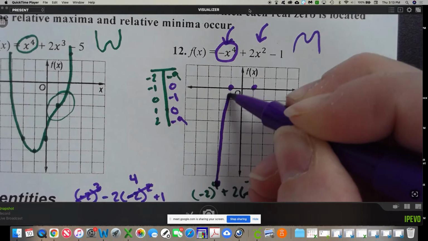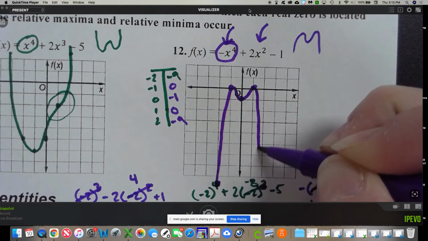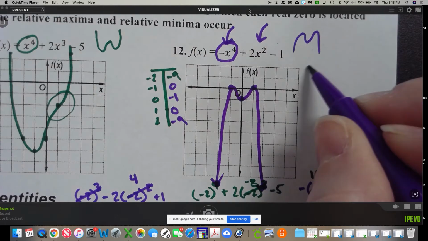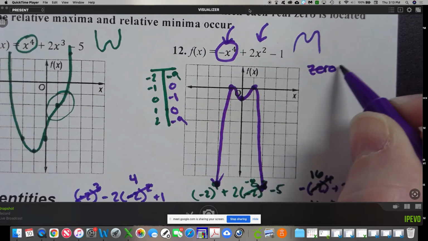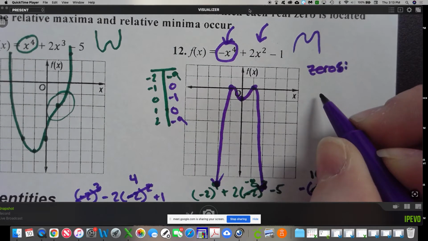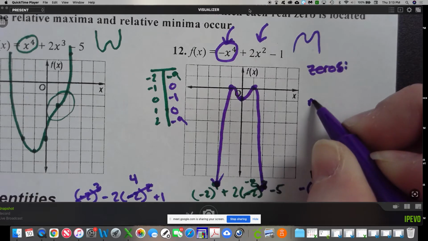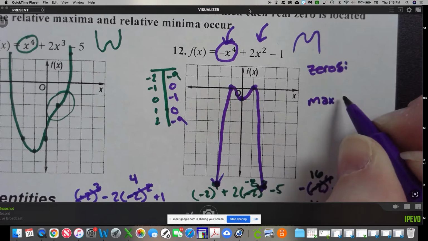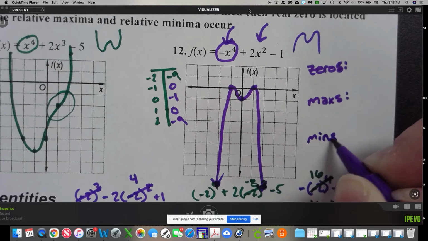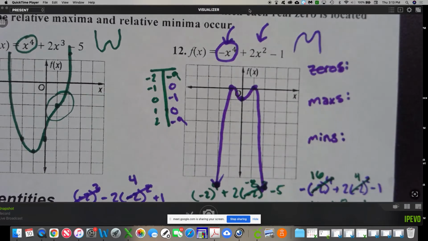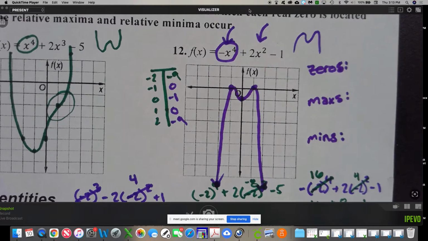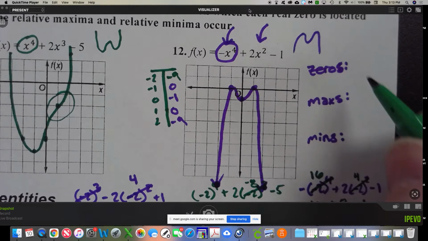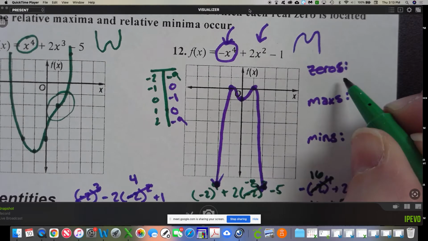Okay. All right, zeros. I'll put those over here. What do we need? Maxes and mins. Okay, so zeros. Do I have perfect zeros? You betcha. That's really nice. Where are my zeros located? Negative 1 and 1. Okay. Zeros are at negative 1 and 1.